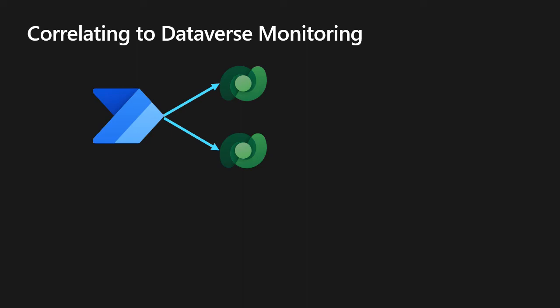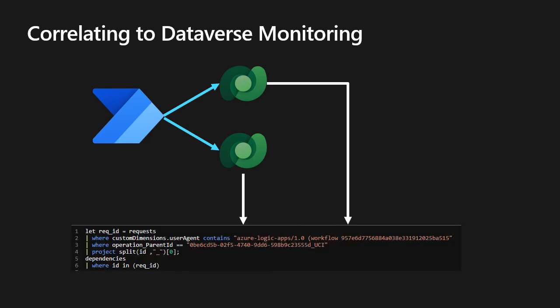When we have the Dataverse monitoring turned on, within the request table, we'll actually see the request coming in. What's interesting is that the user agent will show something like Azure-logic-apps, and on the end of it, it'll say something like flow. But it doesn't really tell you which flow is actually invoking this request. It doesn't give you the workflow ID, the workflow ID unique field from the workflow table within Dataverse. So it's a little tricky to find it.